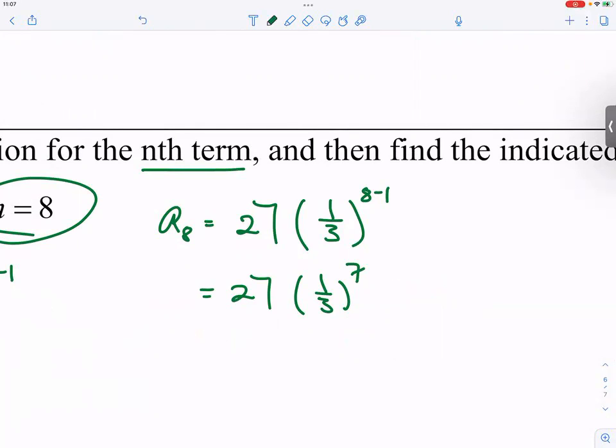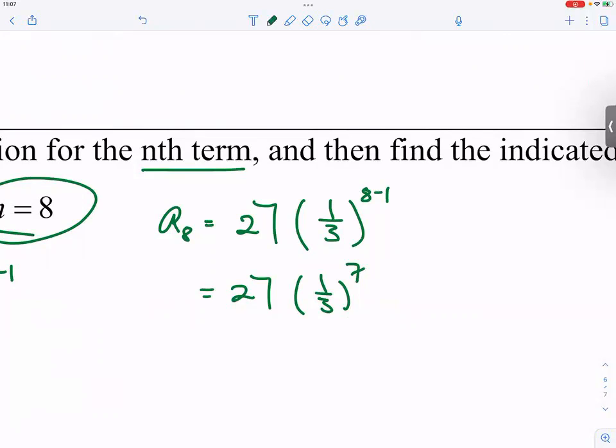Now, for this particular question, I would say, hey, what if I tell you that you could actually do this without a calculator, and it does not involve knowing what 3 to the 7th power is? Can you do this without a calculator? I'll give you a hint. Look at 27. Look at 1/3. What's the linkage between them?